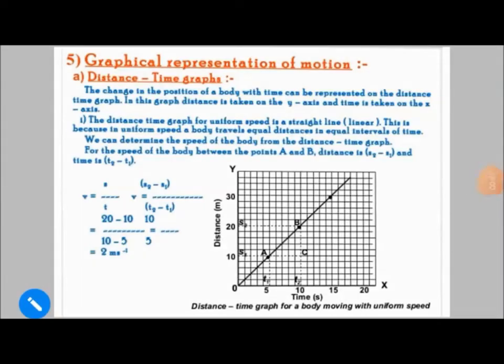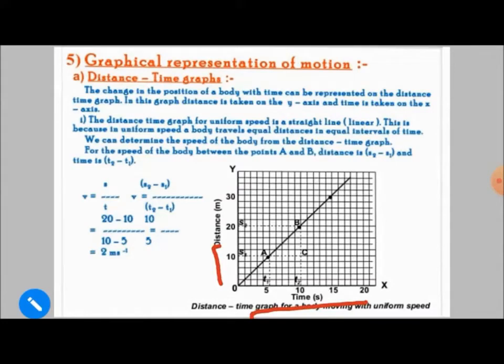Now let us understand more clearly about the graphical representation of motion. This will help you to solve the various numerical problems. First is the distance time graph. The distance time graph for uniform speed is a straight line, or linear. This is because in uniform speed a body travels equal distance in an equal interval of time.